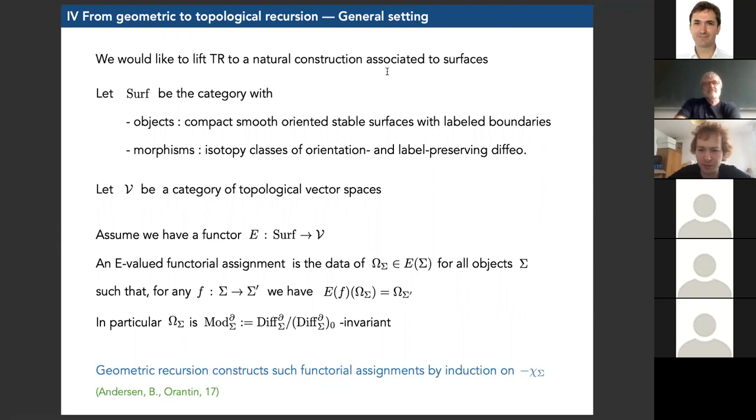So what we mean by natural construction is called, more precisely, a functorial assignment valued in this functor. This is the data for each object, so each bordered surface sigma, of a certain element omega_sigma in this vector space E_sigma, in such a way that whenever you have a morphism between two surfaces, sigma and sigma prime, the functor gives you a linear map between the corresponding vector spaces, and you want that it sends omega_sigma to omega_sigma prime. In particular, you have automorphisms of the surface, which correspond to mapping classes, so isotopy classes of diffeomorphisms of a given surface. And if you want this compatibility, that a fortiori means that omega_sigma is mapping class group invariant.